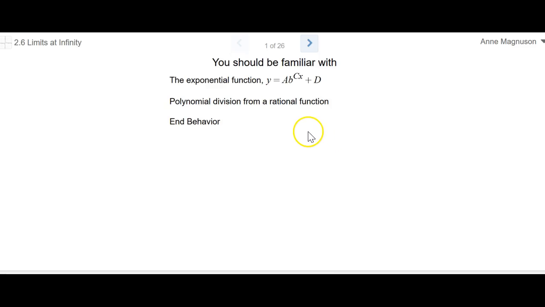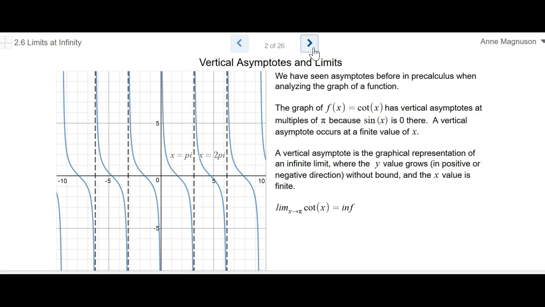You should be familiar with the following concepts from pre-calculus for this lesson. So we've talked about vertical asymptotes before. You've seen them in pre-calculus when analyzing a graph. Certain trig functions have vertical asymptotes, such as the cotangent function seen here.